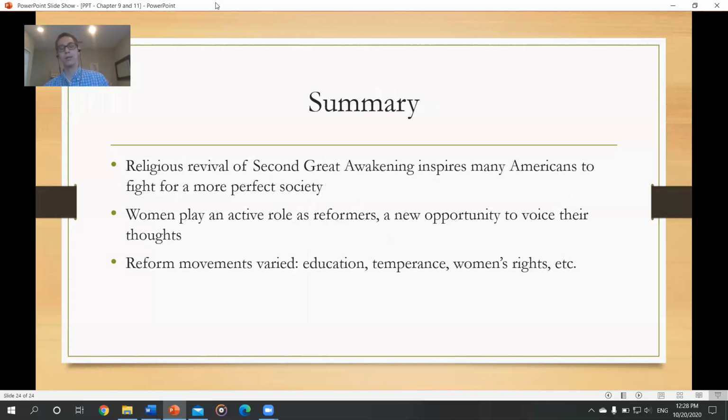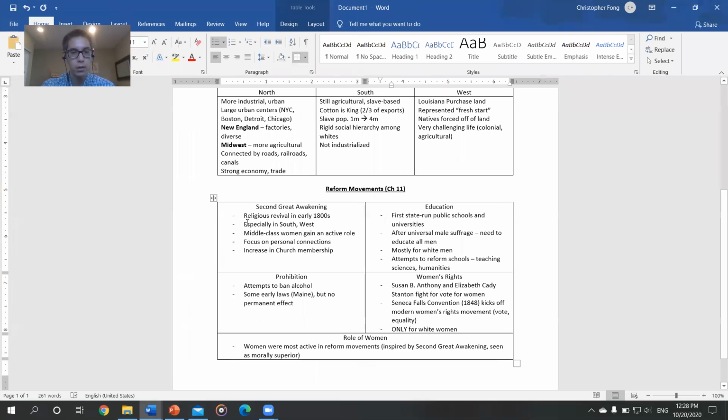And so to wrap up at least the reform movement part, chapter 11, the Second Great Awakening is this religious revival that inspires lots of Americans to fight for a more perfect society, especially women. So women take a much more active role in society, trying to fight for things like better education, temperance, banning alcohol, and then women's rights as well. And so I'm just going to add one more thing on the Second Great Awakening here. I'm going to say that this inspires people to fight for a better society, and this leads to those reform movements.